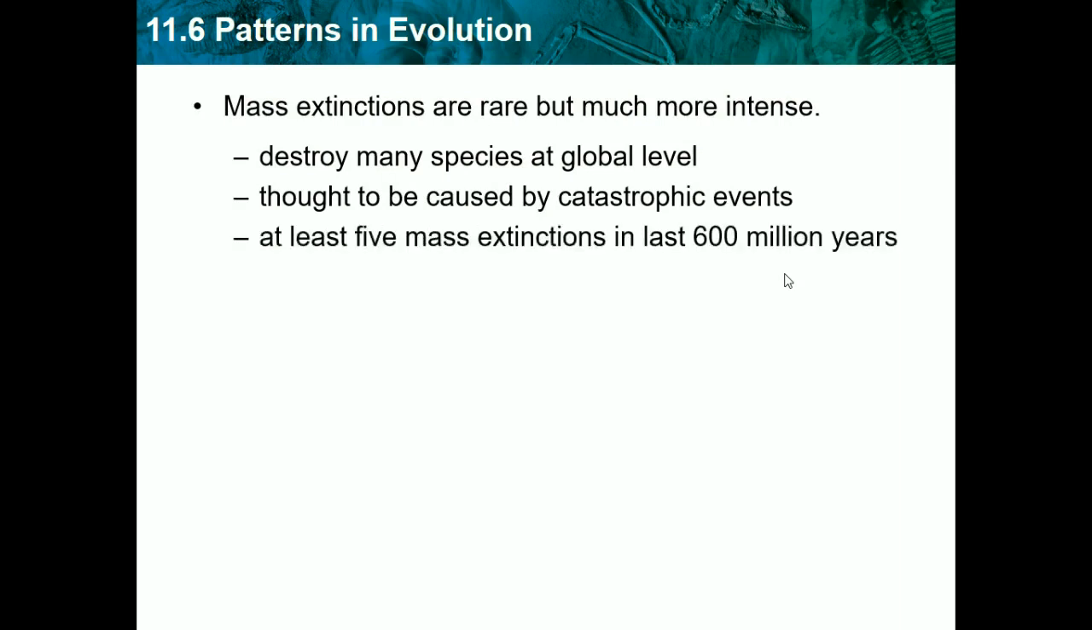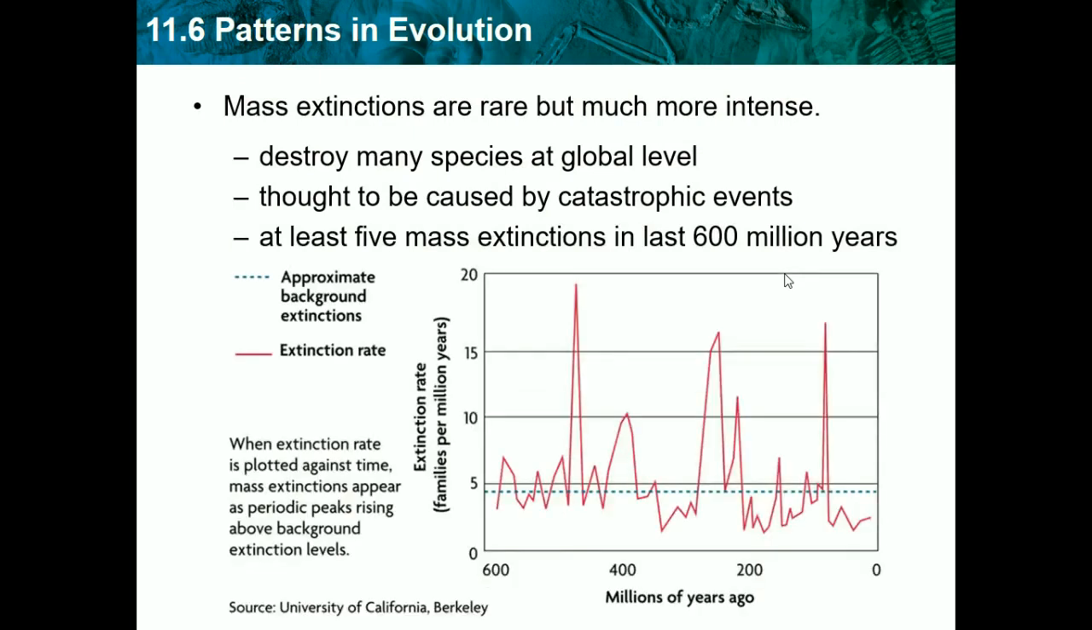At least 5 mass extinctions in the last 6 million years. This is just a chart showing the different extinction rates, and when extinction rate is plotted against time, mass extinctions appear as periodic peaks rising above normal extinction levels, so we can tell these giant peaks are mass extinctions.